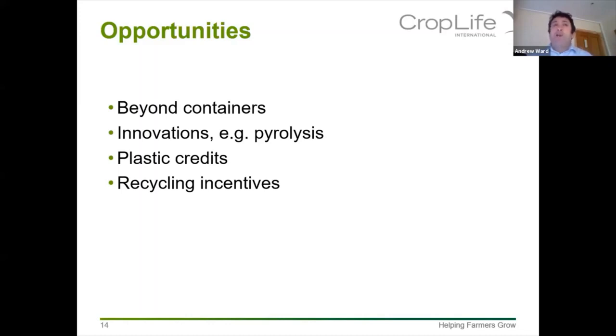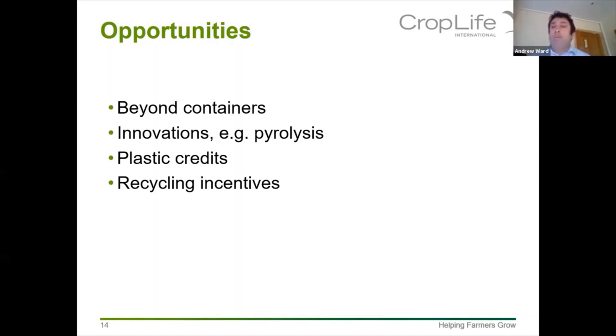How can we link with innovations in the plastics world? Pyrolysis is chemical recycling. That's turning plastics back to their constituent oils. And in doing that, you're turning plastics back to a virgin substance. So you can take any residue that there might be in pesticide containers and incinerate that safely. And then the plastic that you have is as good as new.